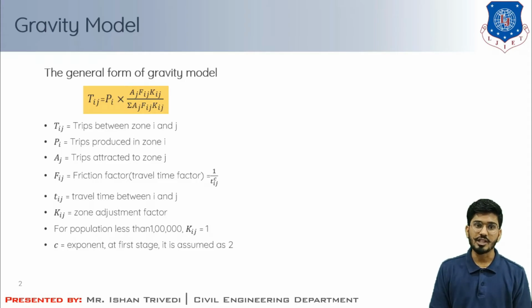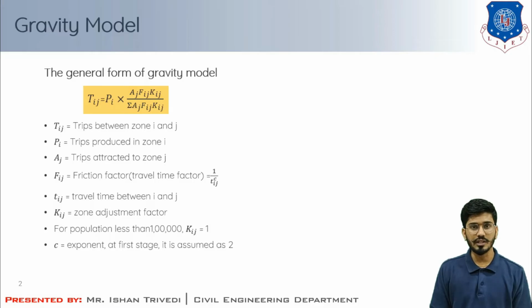Pi is the trips produced in zone I. Aj denotes the trips attracted to zone J. Fij denotes the friction factor, that is our travel time factor, and that is 1 upon Tij to the power c, where Tij denotes the travel time between zone I and J. Then we have Kij, that is the zone adjustment factor.